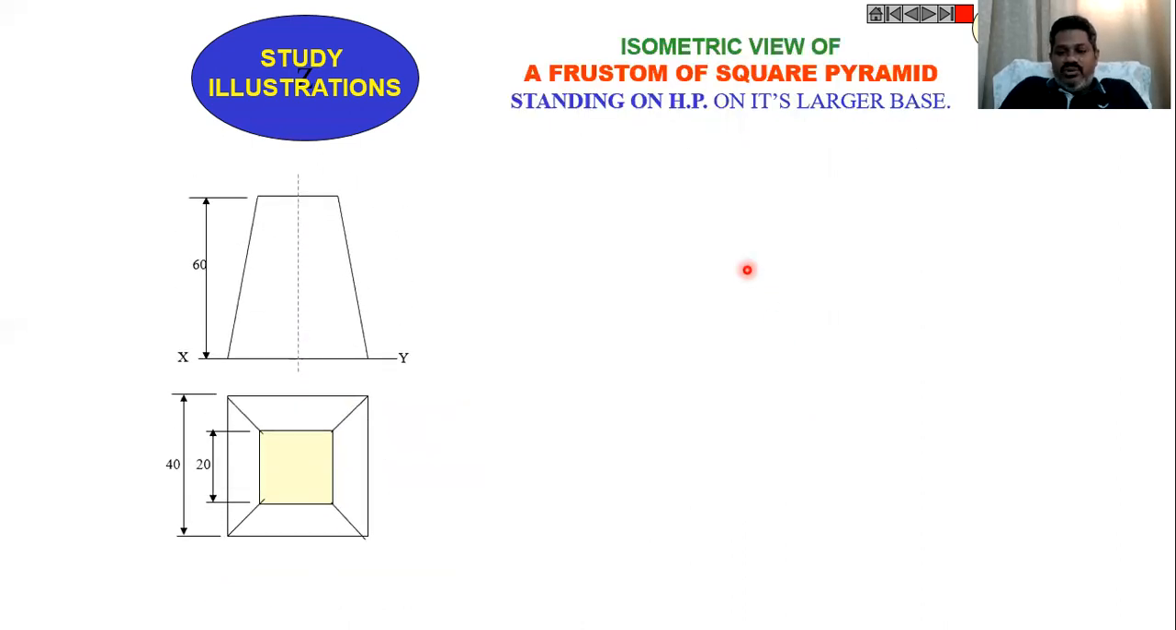And similarly, let me take one more example, that is the isometric view of a frustum of a square pyramid standing on HP on its larger base. In the previous sessions, I told you that a frustum of a solid means the sectioned plane is parallel to the base. That means the surface that we get after doing this section will be parallel to the base. So this is a frustum of a square pyramid.